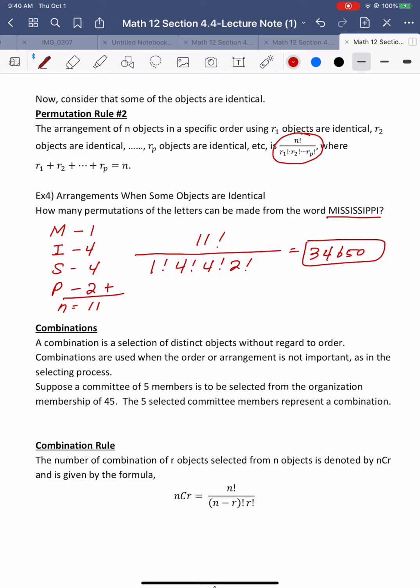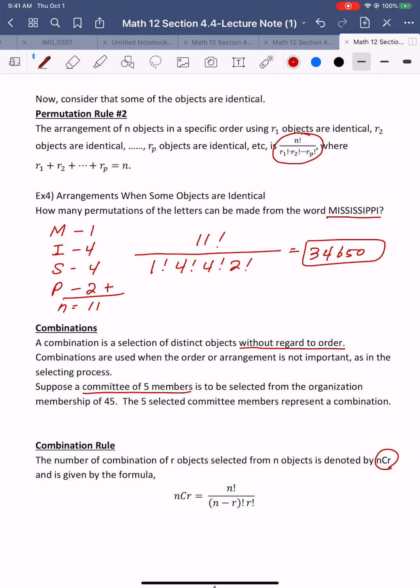Alright, the combinations. A combination is a selection of distinct objects without regard to the order. So combinations are used when the order or arrangement is not important. As in a selection process, suppose a committee of 5 members is selected from an organization with a membership of 45. The 5 selected committee members represent the combination. It could be any person in the membership. So the combination rule: the number of combinations of r objects selected from n objects is denoted nCr.